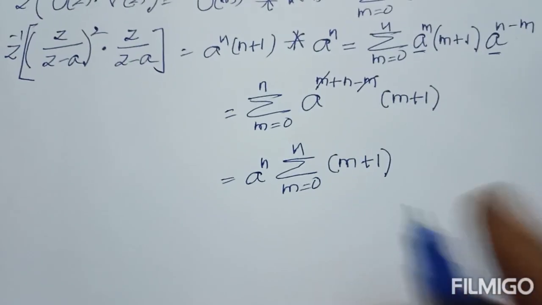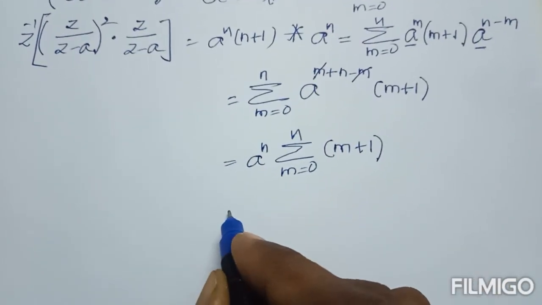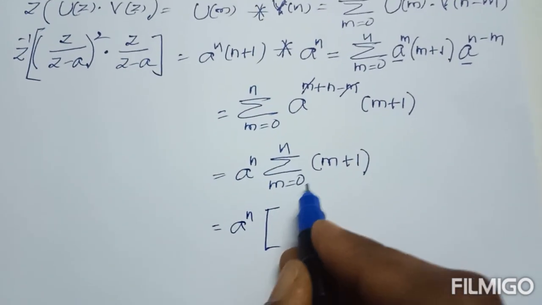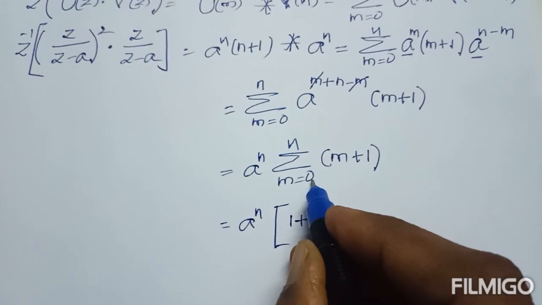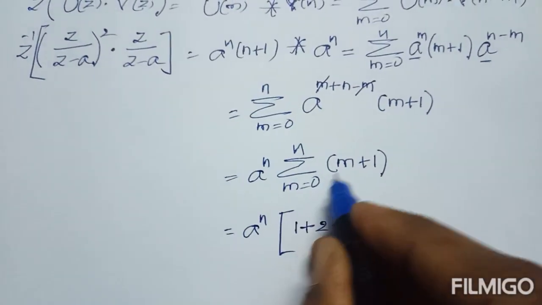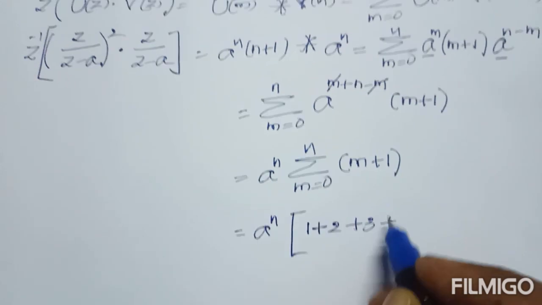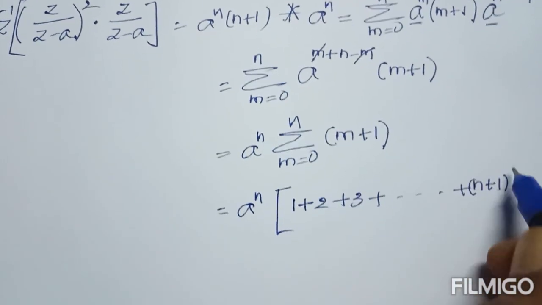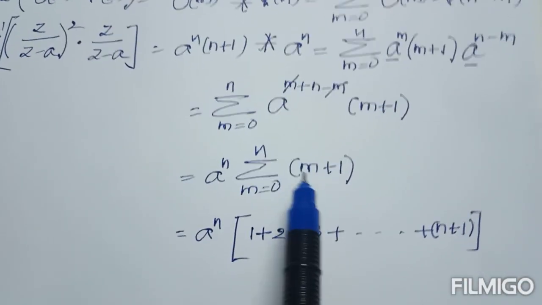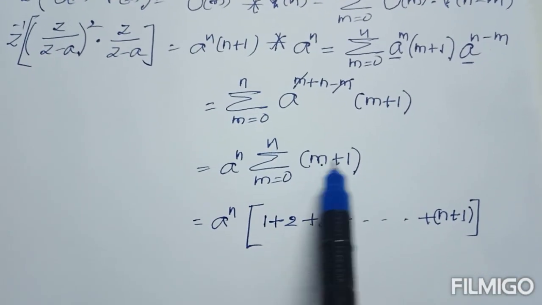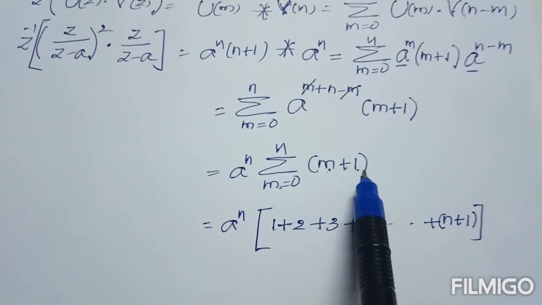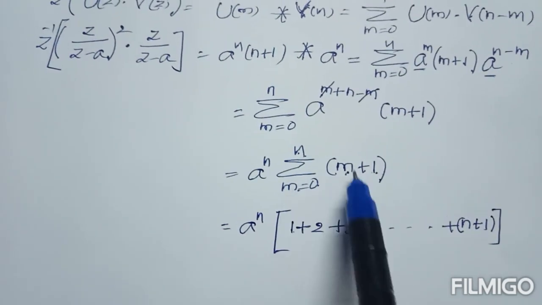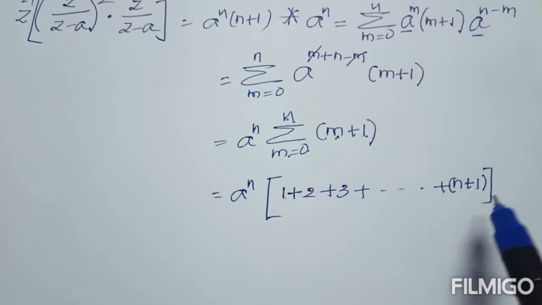Now I will try the addition of m plus 1 terms by writing m equals 0, 1, 2, 3 up to n. A power n is as it is. After that, m equals 0 first term is 1, m equals 1 second term is 2, m equals 2 gives 3, and the last term is m equals n plus 1. By writing the m values, for m equals 0, 0 plus 1 is 1, m equals 1, 1 plus 1 is 2, m equals 2, 2 plus 1 is 3, and for the last term it is n plus 1. Now the sum of the n plus 1 terms.